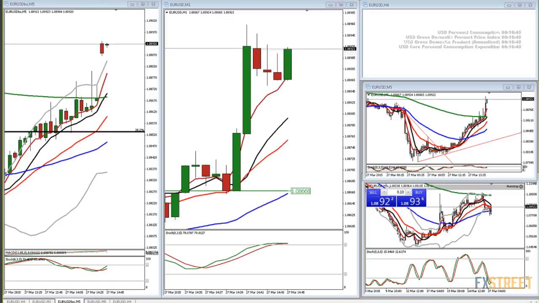By the way, USD yen just hit 119. Wink, wink, nudge, nudge.